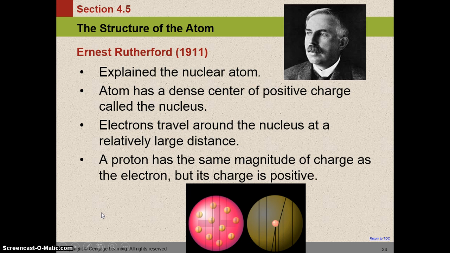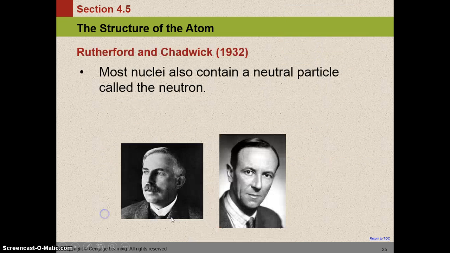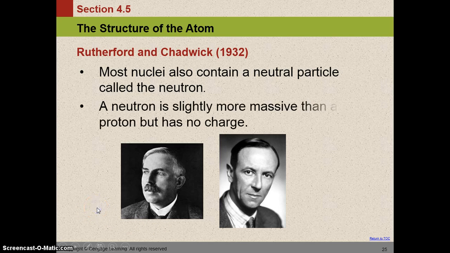He also proposed that the magnitude of the proton and electron charges were opposite, but equal in magnitude. So same magnitude, opposite charges, so that no matter the size of a proton or an electron, they would cancel each other out. In 1932, Rutherford and Chadwick proposed that most nuclei also contain a large neutral particle, and they dubbed that the neutron. A neutron has a slightly bigger mass than a proton, but negligible, and it has no charge at all. Like the proton was positive, the electron was negative, and the neutron had no charge at all.